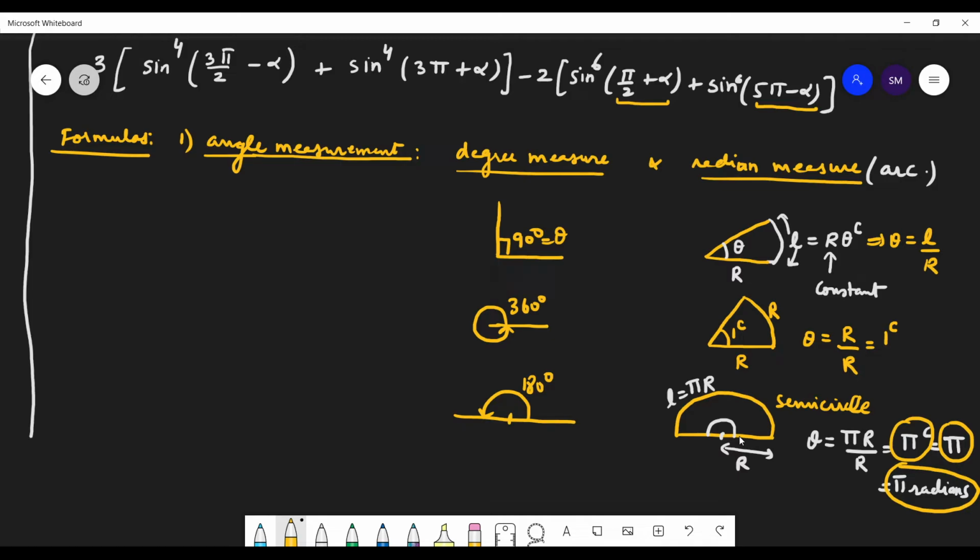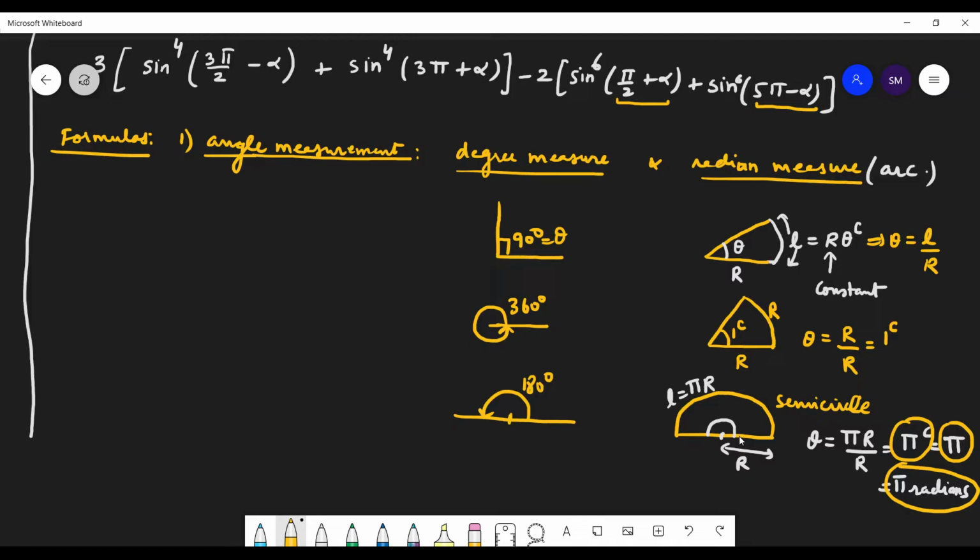Now what will be this side? AB is your base and this is your perpendicular. So you know the formulas. What is sine theta equal to? Sine theta equals perpendicular upon hypotenuse. What is the perpendicular? BC upon hypotenuse 1. So it means BC equals sine theta.